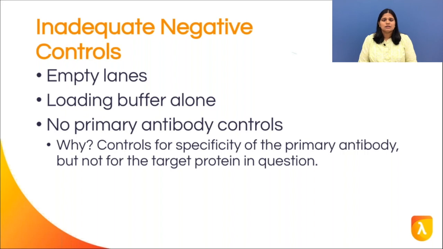Inadequate negative controls are empty lanes, loading buffer alone, and no primary antibody controls. No primary antibody controls for the specificity of the primary antibody, but do not control for the target protein in question.